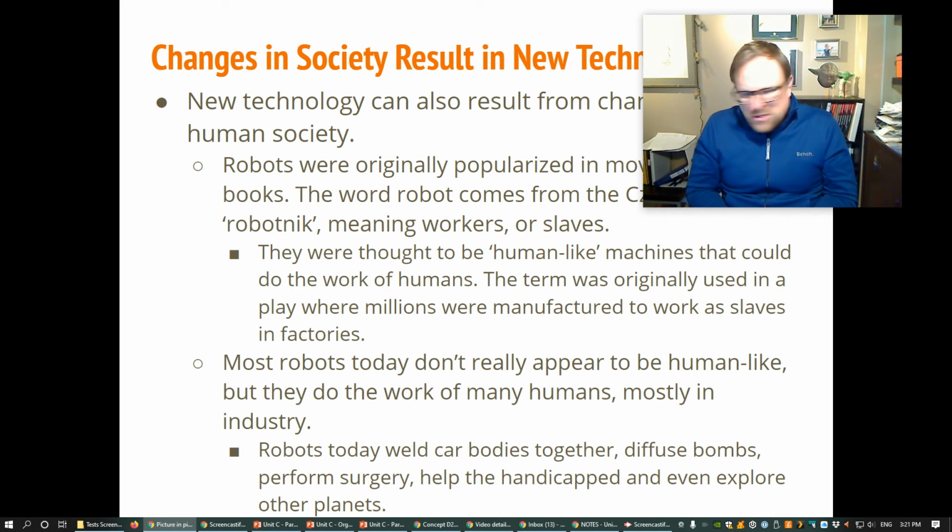Most robots today don't really appear to be human-like, but they do the work of many humans, mostly in industry. So we know that robots are used to help us out with a lot of things that are really challenging for us to do or dangerous for us to do. So they weld car bodies together, they can defuse bombs. The most advanced robots can be controlled by humans but are much steadier than humans, and so they can do surgery, they can help the handicapped, they can even explore other planets like the Mars rover did. So society dictates when we might need a new technology.